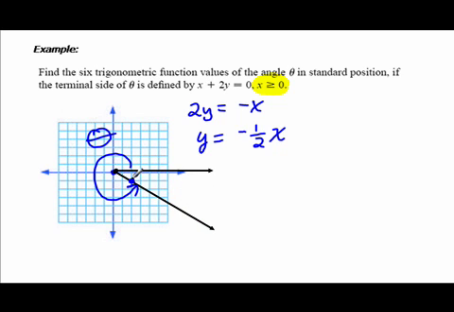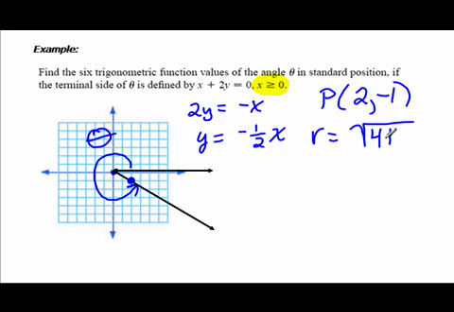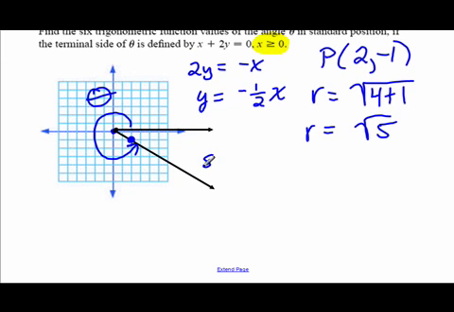So let's go back to this point. That point P is 2, -1. There's my x and my y coordinate. Got to come up with r again. R is equal to the square root of x squared plus y squared. So r with this problem ends up being the square root of 5. Leave it square root of 5, don't change to a decimal. Let's come up with our 6 trig functions. The sine of this angle, y over r. Y is -1 over r value square root of 5.